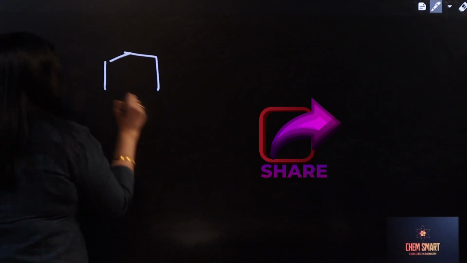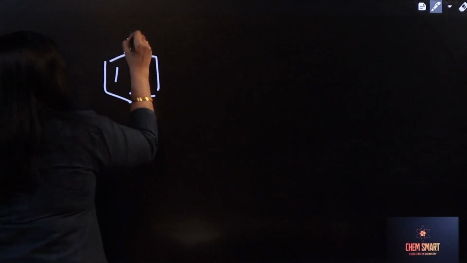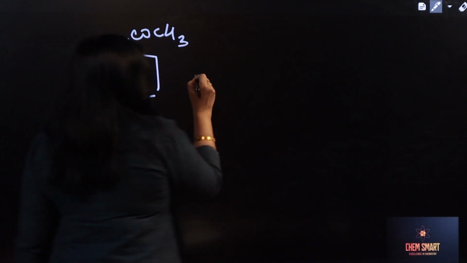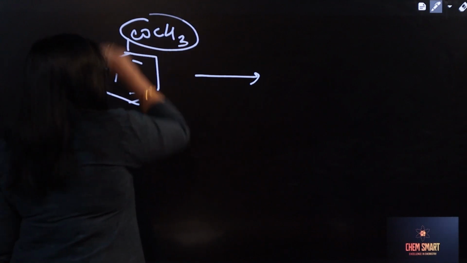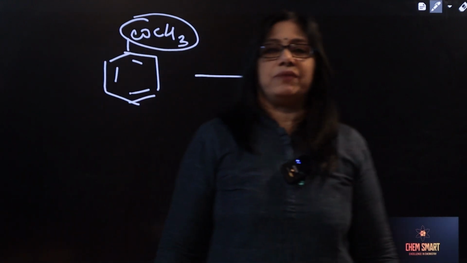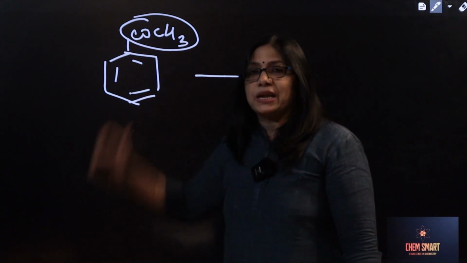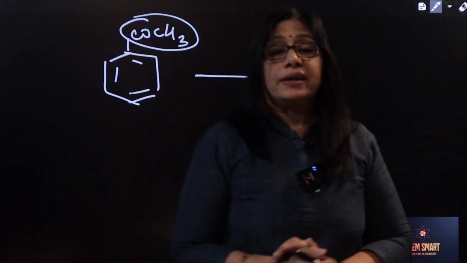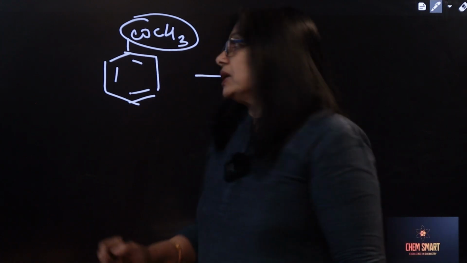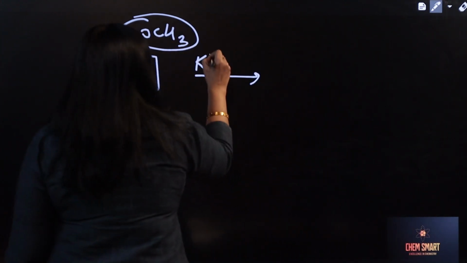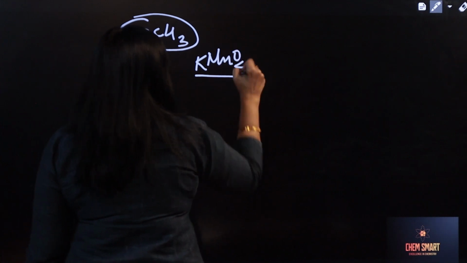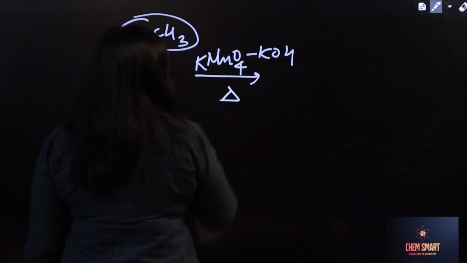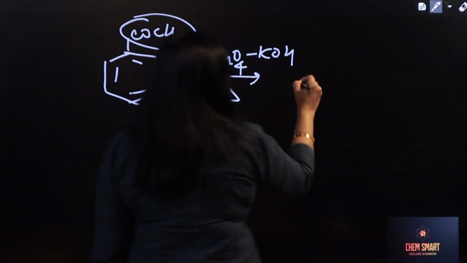Acetophenone is benzene connected to COCH3. This is acetophenone. You know, it is side chain oxidation. Whether it is an alkyl group or groups like this, you can do side chain oxidation using alkaline KMnO4 followed by hydrolysis. So we can use KMnO4, that is side chain oxidation. Register: KMnO4, KOH, heat, alkaline KMnO4 heat.